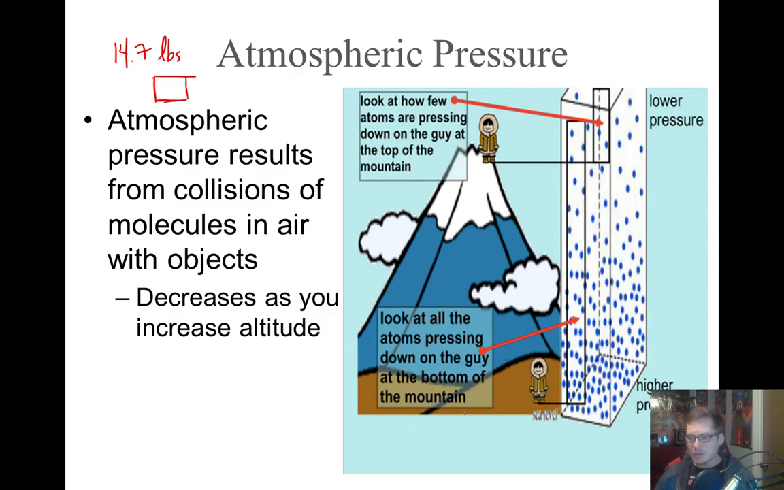Now look, this guy down here is a lot farther down, so there's a lot more air pushing down on him than on this Eskimo up high. He's only got this little bit sitting on him. So atmospheric pressure decreases as you increase in altitude. This is why when you go in an airplane, or drive up a mountain, your ears pop. On the inside, your skull is at a certain pressure, and it wants to equalize with the pressure on the outside, and that pressure is based on the air molecules that are hitting it.